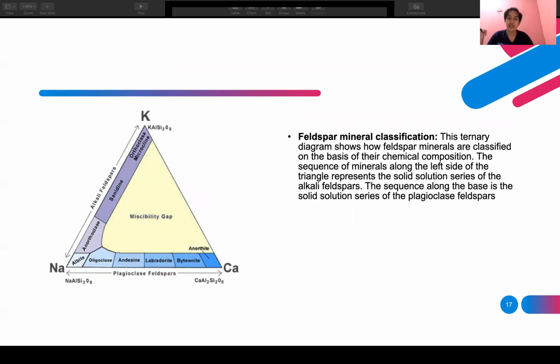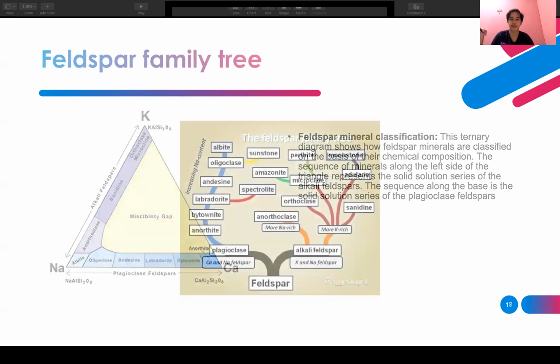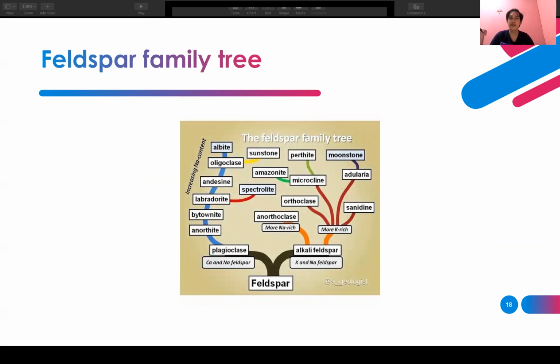These are the fields for mineral classification. This ternary diagram shows how feldspar minerals are classified on the basis of their chemical composition. The sequence of minerals along the left side of the triangle represents the solid solution series of alkali feldspars. The sequence along the base is the solid solution series of the plagioclase feldspars. These are the family tree of feldspar.